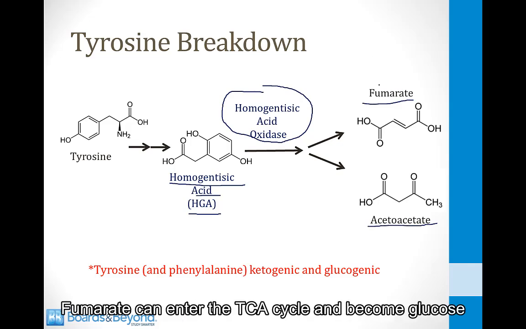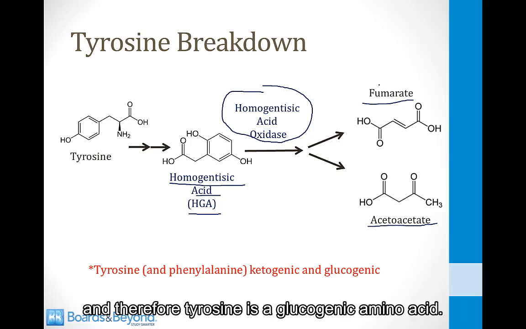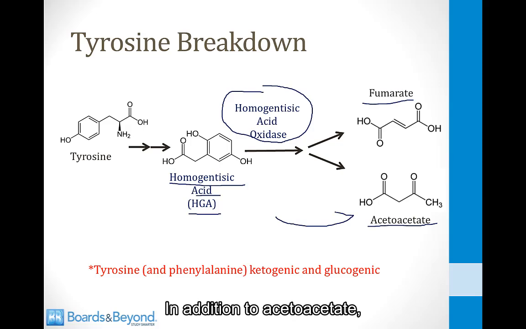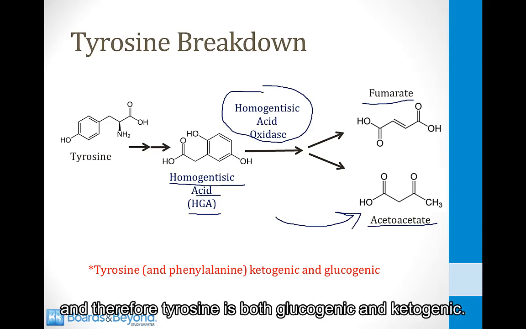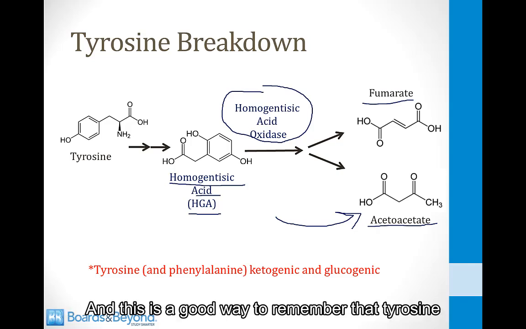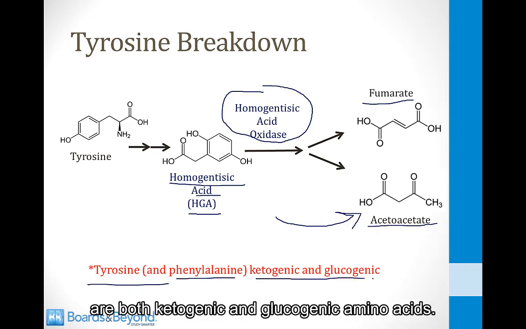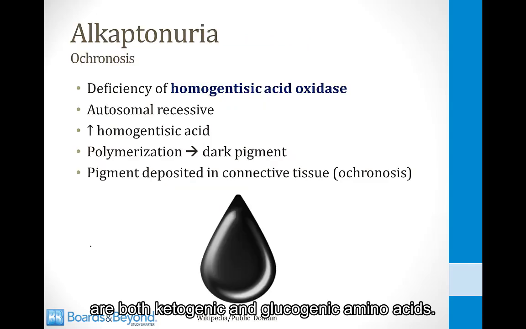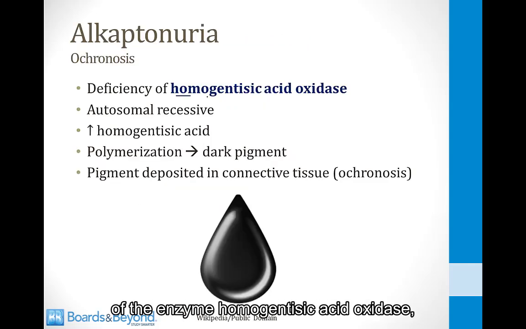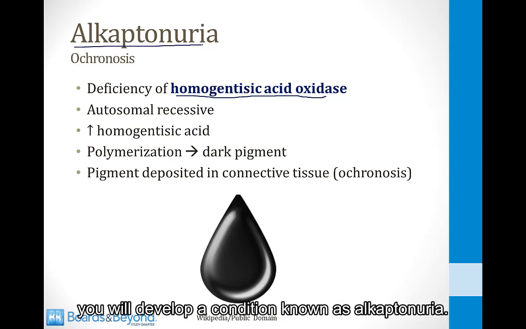Fumarate can enter the TCA cycle and become glucose, and therefore tyrosine is a glucogenic amino acid. In addition, acetoacetate is a ketone body, and therefore tyrosine is both glucogenic and ketogenic. And this is a good way to remember that tyrosine, and therefore phenylalanine, which it comes from, are both ketogenic and glucogenic amino acids. If you are born with a deficiency of the enzyme homogentisic acid oxidase, you will develop a condition known as alkaptonuria.